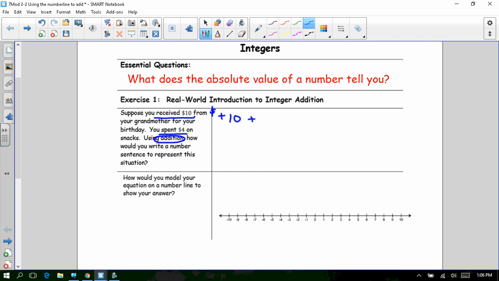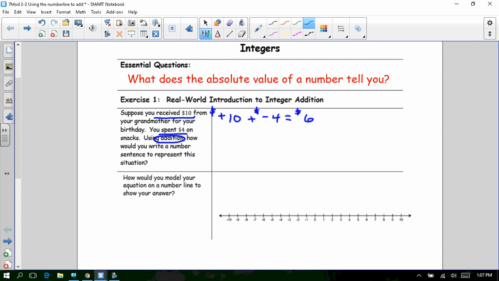We're going to spend $4. Well, spending is negative money. We're going to spend $4. So what would this look like? You'll have $6 left over.